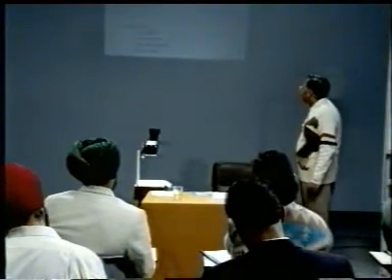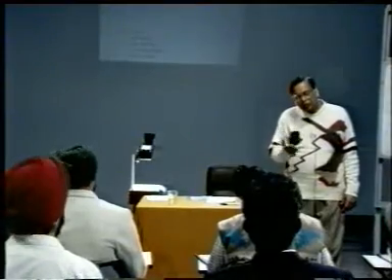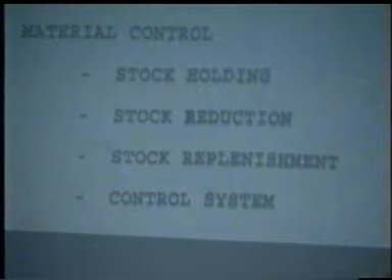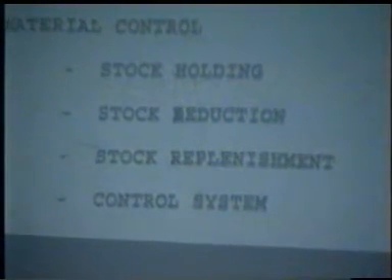Then comes the question of stock replenishment. You are having a certain stock, but when you use the raw material for producing your goods, the level of stock will go down, and at a certain point of time you are required to procure fresh raw material and add it, so that the stock level is again brought to the level you have decided based on your production targets. So economic order quantity, reorder level, and all those things have to be estimated in advance.